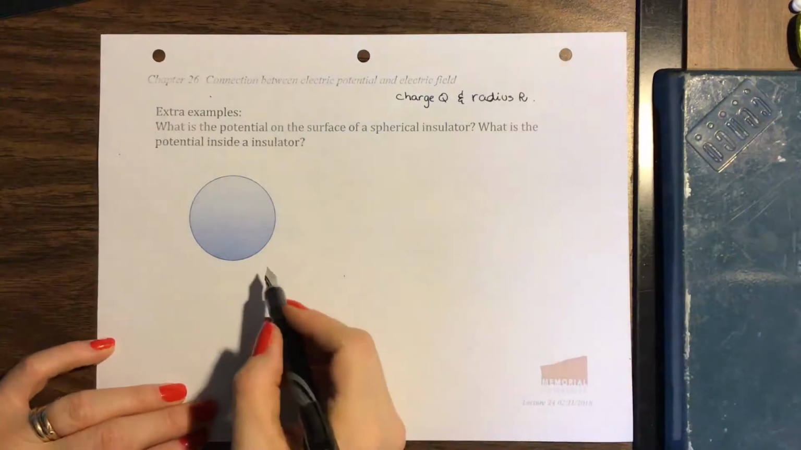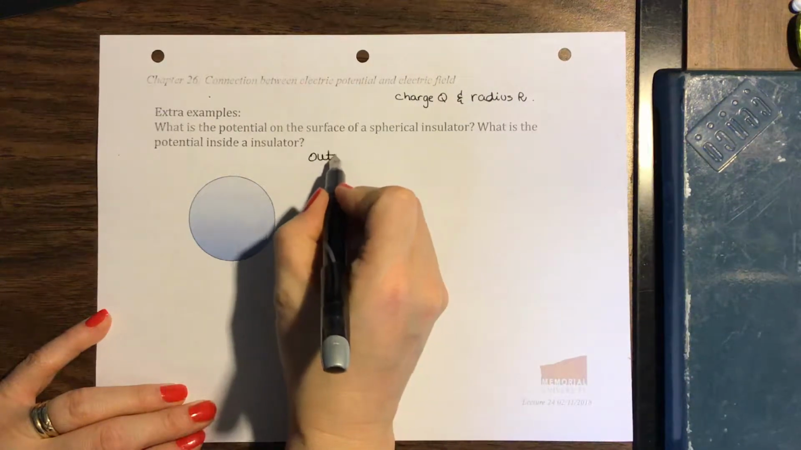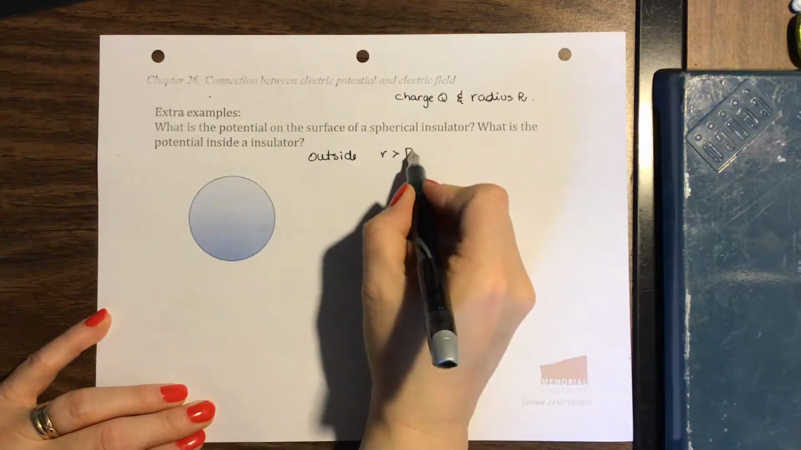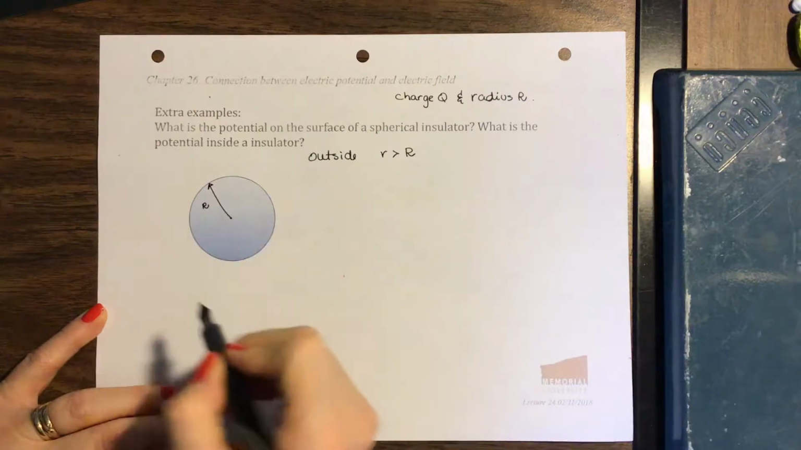So we'll start with our expression for the electric potential. So we're starting with outside. So our distance R that we're finding the potential is bigger than the radius of our sphere. Here's the radius of the sphere.